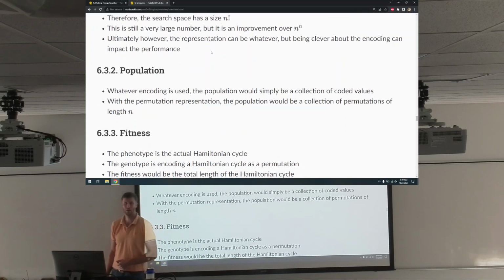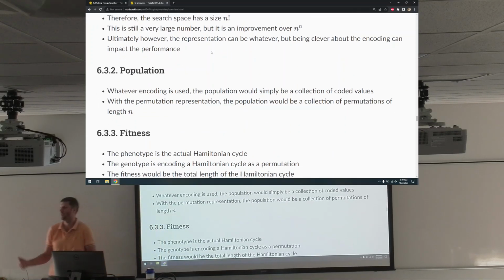Whatever the encoding used is, the population usually is very simply just a collection of the coded values. The genotype, the encoding. With a permutation representation, the population would be a collection of permutations of length n. How big is it? Well, it's up to you. That's all.